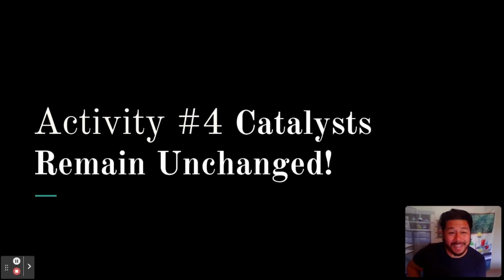Activity number 4: catalyst remains unchanged. All right, here we go. So, catalysts are substances that speed up chemical reactions. A true catalyst does this without being part of the reaction, right? So that means that it's not all used up. A catalyst can be used over and over again since it's not used up in the reaction. Okay, recall the catalyst inside the living organism. It's called an enzyme, right?